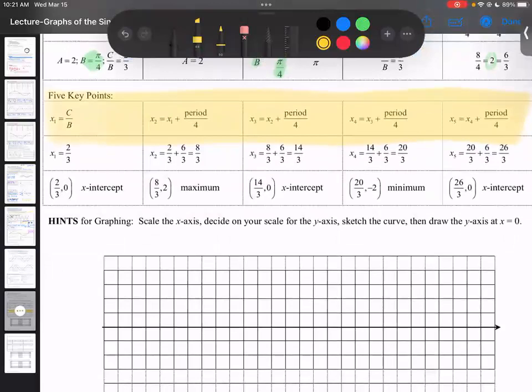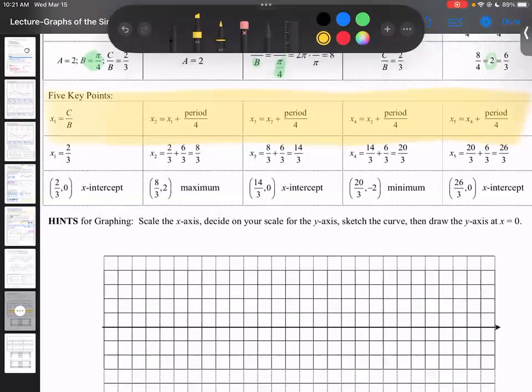Would you be able to tell me if the x-intercept is a maximum or minimum, based on what value? The y value. Right, you look at the y value, you'll be able to tell if the x-intercept is a maximum or minimum. Let's graph this.